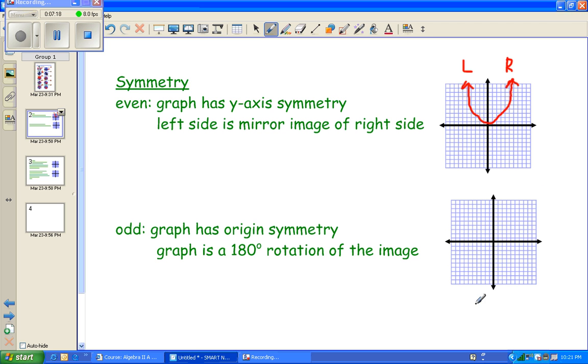Something that has odd symmetry is like the cubic function. This is hard to freehand. What that says is whatever you see here, if you carried it around 180 degrees, then you're going to see the same thing here. The reflection is a rotation rather than a left to right movement.